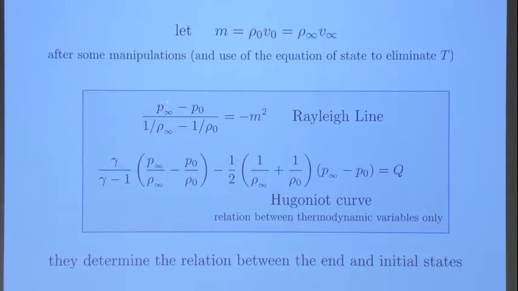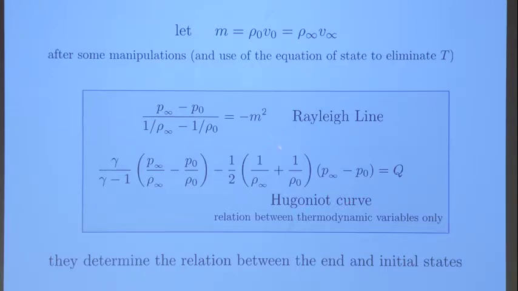that shows that the difference between the pressure on the right side and the left side, divided by the difference in the reciprocal of the density, or the specific volume, if you like, from one side to the other, is equal to minus M squared. This is known as the Rayleigh line. The second relation comes from the energy equation. Again, it needs to be manipulated in order to remove the temperature and express it in terms of pressure and density only, and it is known as the Hugoniot.